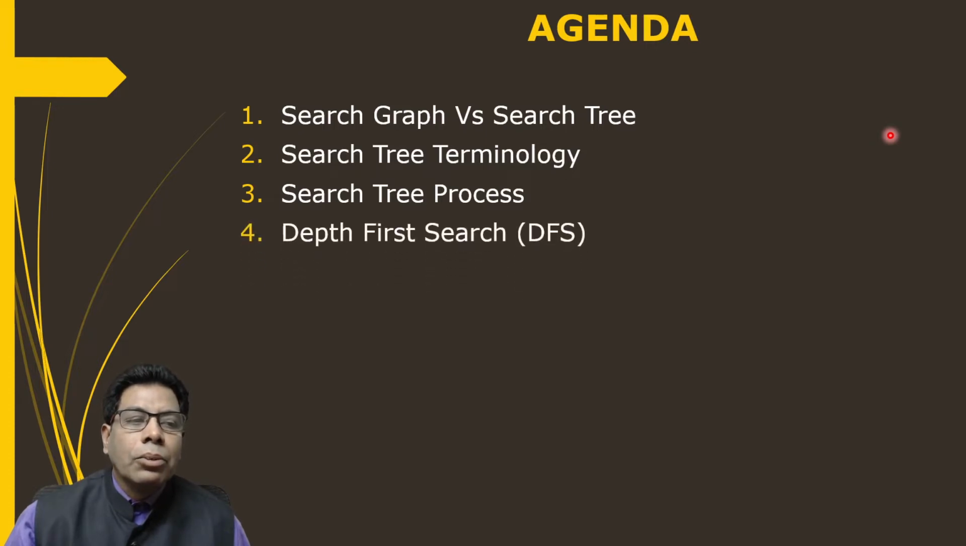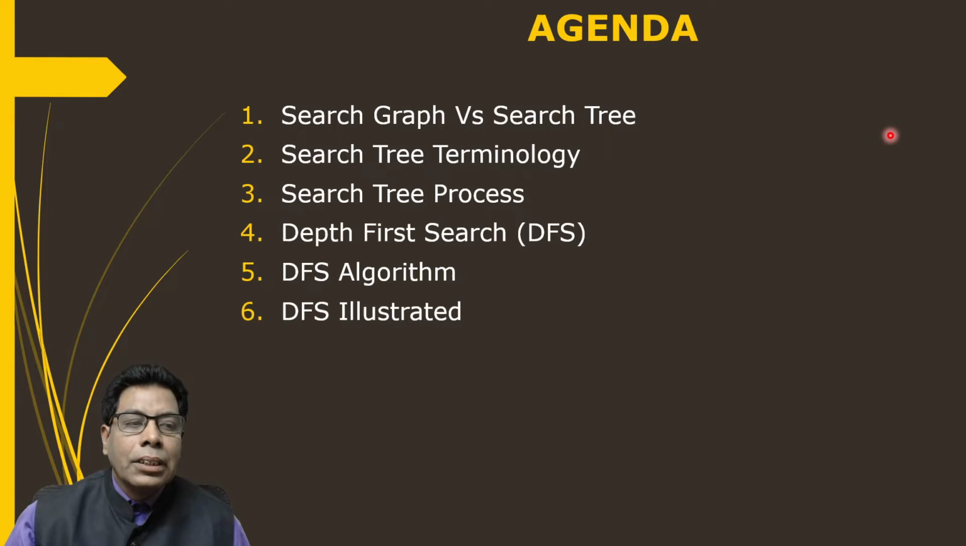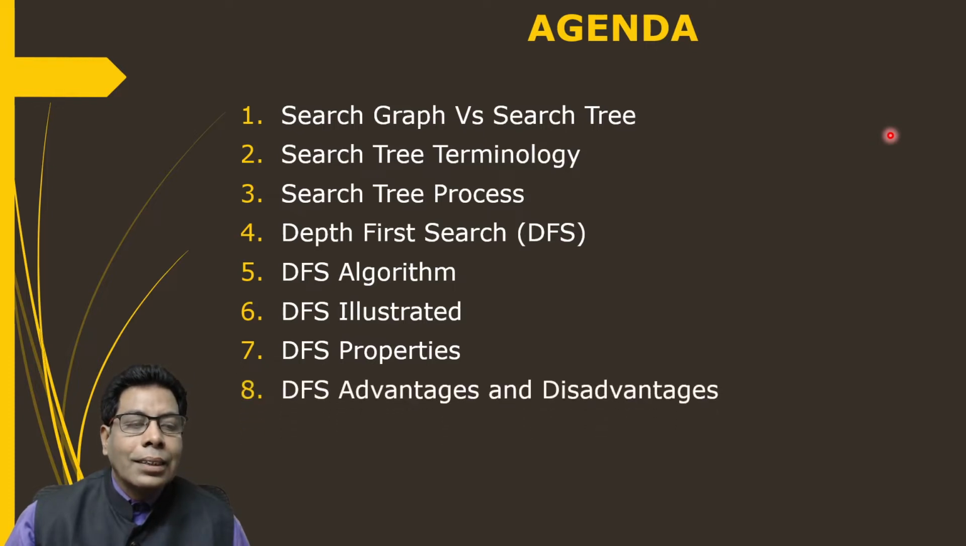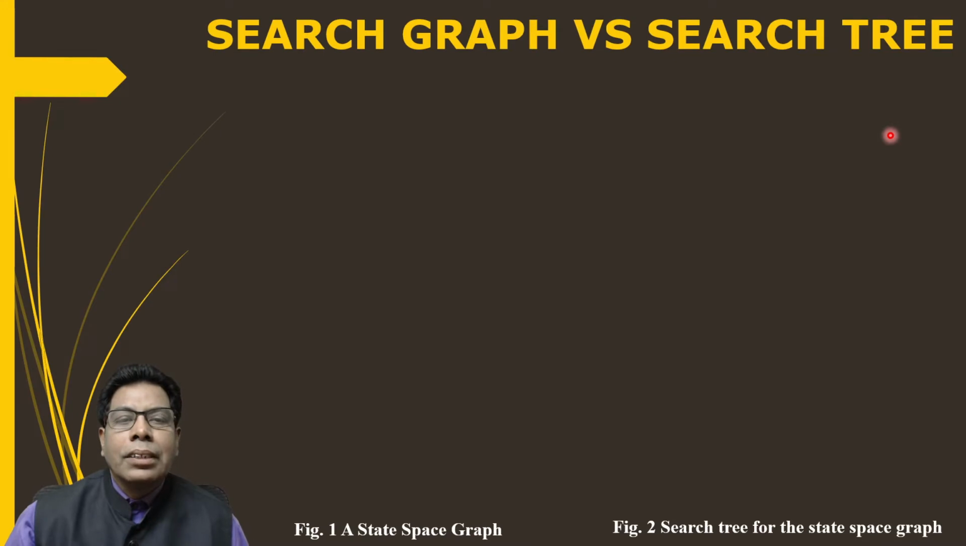Then we'll come to the depth first search and the depth first search algorithm, and then we'll illustrate the DFS with an example. Then we'll study the properties of the DFS, and lastly we'll study the advantages and disadvantages. So let us start with the first topic, that is the search graph versus search tree.